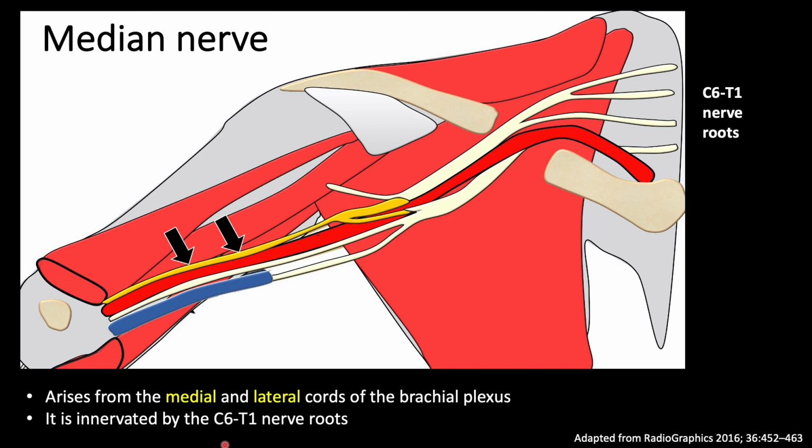of the median nerve. This first slide shows you a scheme of the origin of the median nerve at the level of the axilla. As you can see, the median nerve arises from the medial and lateral cord of the brachial plexus at this level and receives the innervation from the C6-T1 nerve roots.